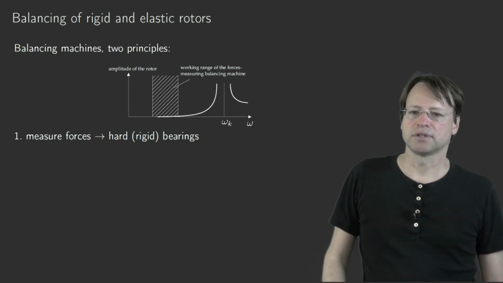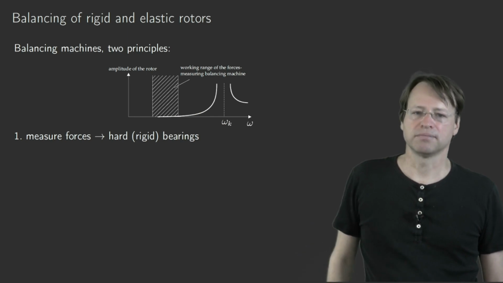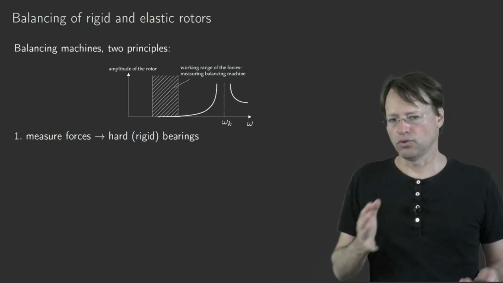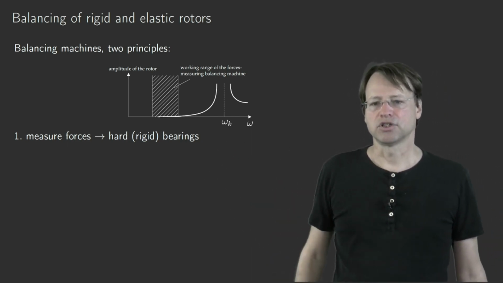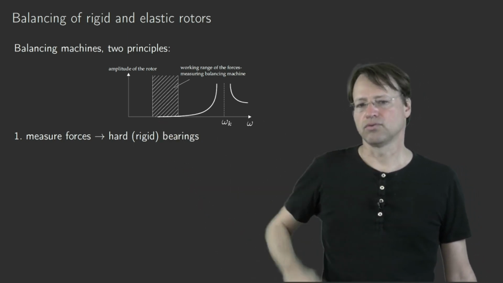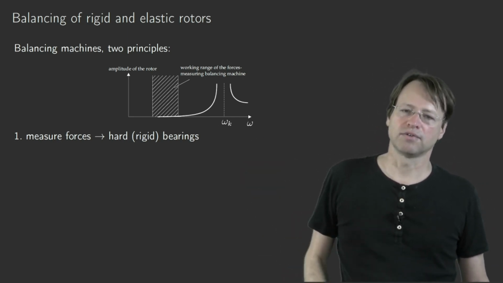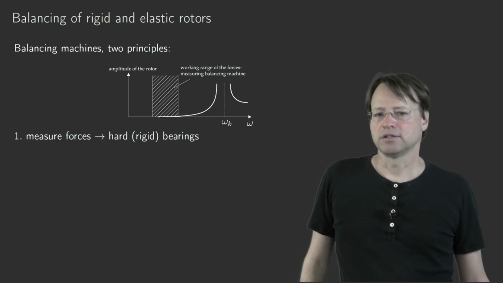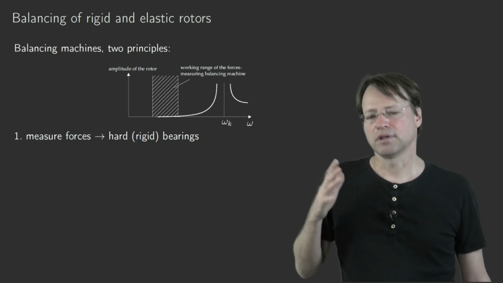For the first principle, measuring the forces, this works well in the low speed regime. So you can do it if you stop, for example, your car or the rotor, and then you do some measurement in hard and rigid bearings at very low speed. From this you can determine the forces, and from the forces you obtain, of course, the counteraction. That is, you can obtain the centrifugal forces that you have to add here, and everything is nice.